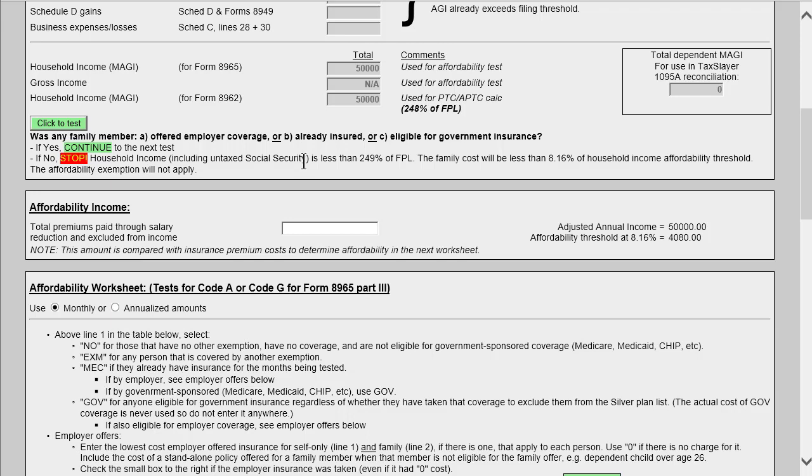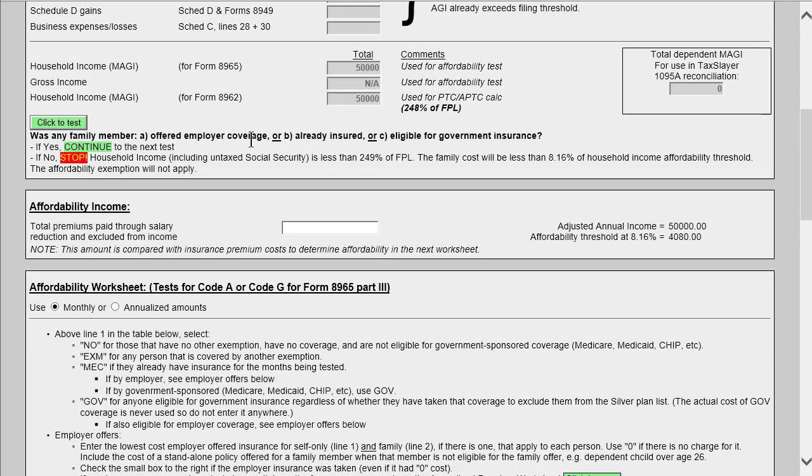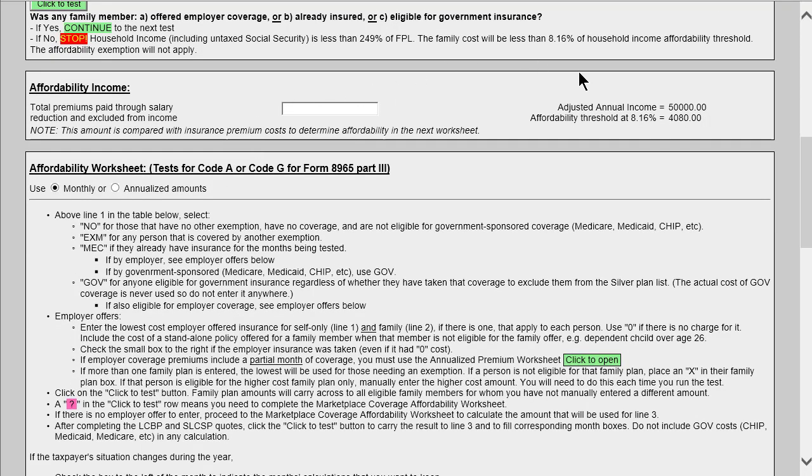And if you don't believe that, you can go ahead and continue to go through and do the test. This just simply says if you're in that situation, you don't even have to test because the affordability won't apply to those folks. However, we're going to try some examples that do have employer coverage, they're already insured, or they're eligible for government insurance.